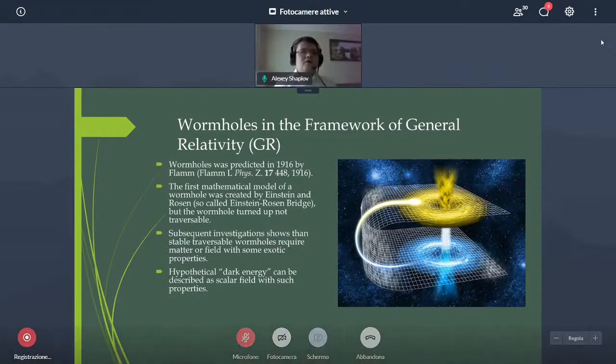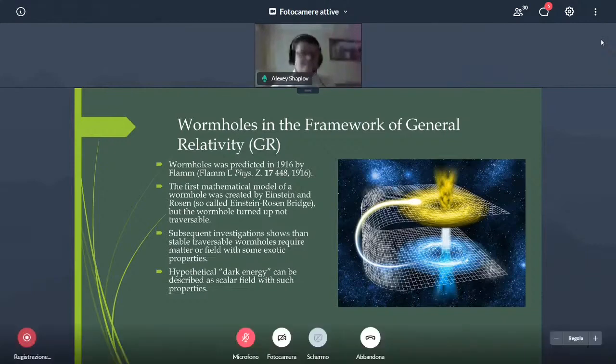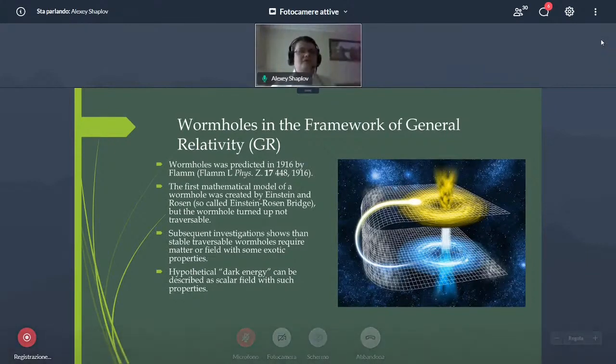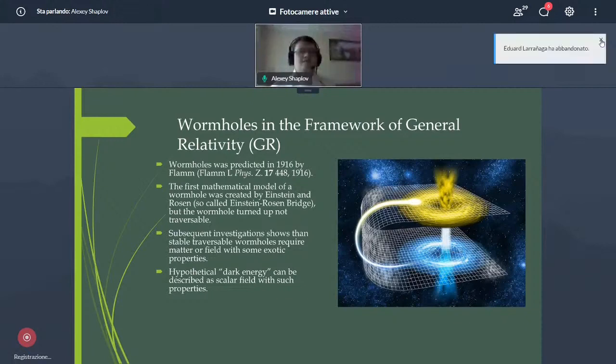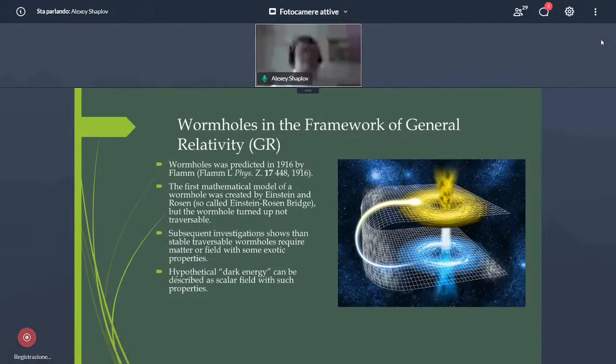So, wormholes are one of the most amazing predictions of general relativity. Wormholes were first predicted in 1916 by Flamm. The first mathematical model of a wormhole was created by Einstein and Rosen, the Einstein-Rosen bridge. Unfortunately, the bridge turned out not to be traversable.